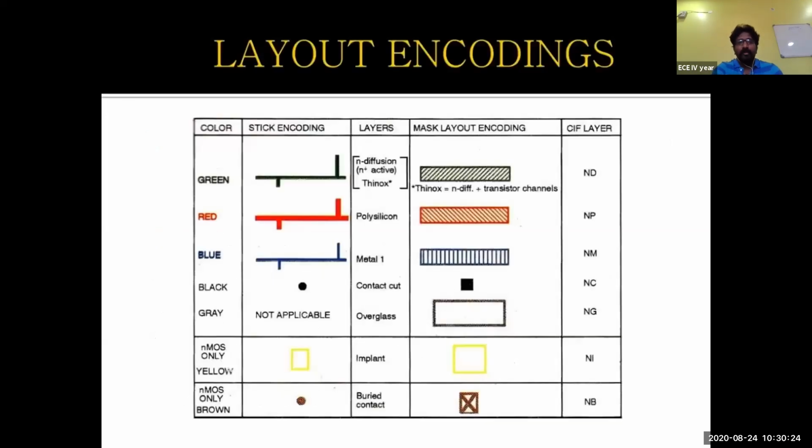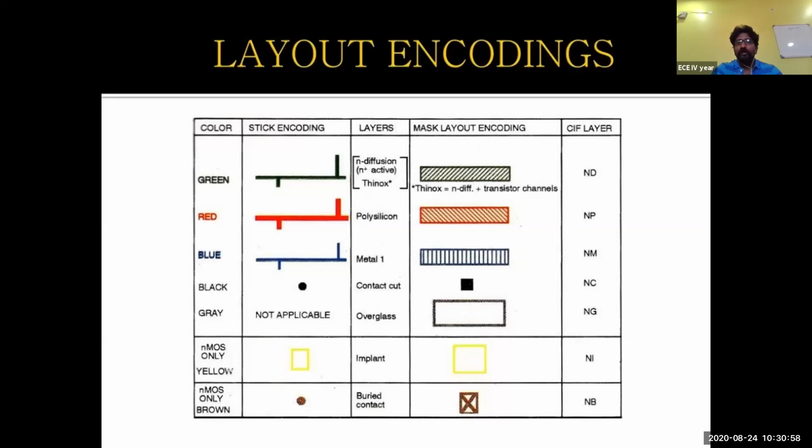And these are the few layers of the stick diagrams. You can see the color codes. For the N diffusion, we'll be using the green color. Red is used for polysilicon. Blue is used for the metal layer. Black is used for the contact cut. And yellow color is used for NMOS only, where we'll be using it for the implant, and even for the N well we'll use the same color.